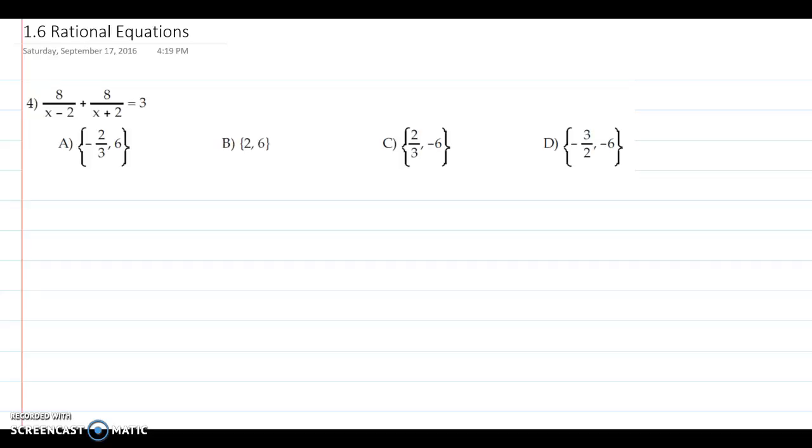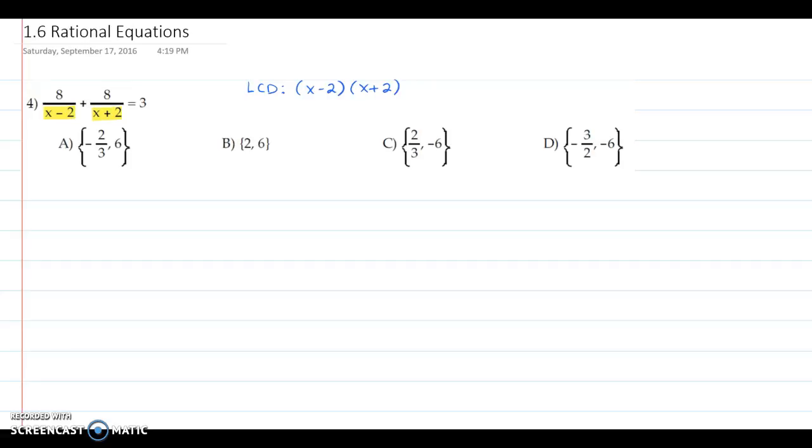When we're working with these problems, the first thing you want to do is just look at your denominators. If you notice, we only have 2 denominators here. So we're going to get this thing called the LCD, and we can get it by just looking at our denominators. My first denominator is x minus 2, and my second denominator is x plus 2.